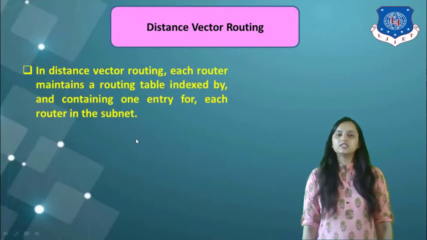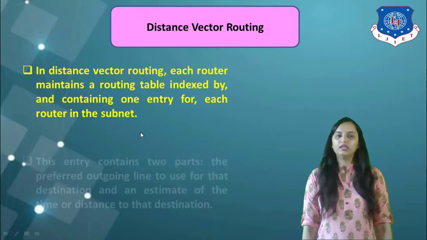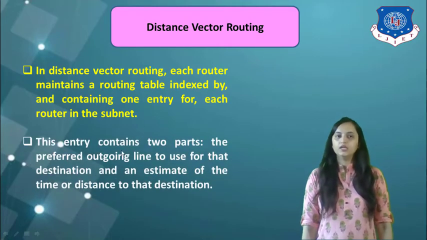Now in distance vector routing, as we have discussed, each router maintains a routing table. It is indexed by, and contains one entry for each router in the subnet. This entry contains two parts: the preferred outgoing line to use for that destination and an estimate of the time or distance to that destination. This record may vary according to the network requirement. That means they may store the time delay or propagation delay or distance or any such parameter in the table.